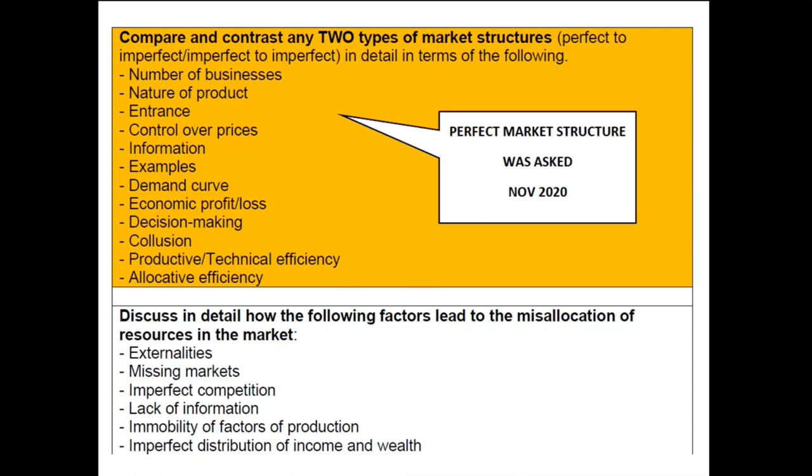What I just need to point out to you is that what was examined was the characteristics of the perfect market, right? So the candidates of 2020 had discussed the characteristics of the perfect market. So this doesn't mean that, if you concentrate on microeconomics as your specialization for paper two, that you eliminate this essay. Because the question could be compare and contrast any two types of market structures. So the characteristics of the perfect market could still be examined to compare it to another market structure.